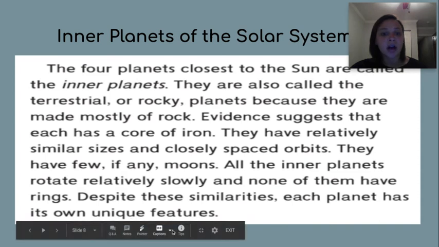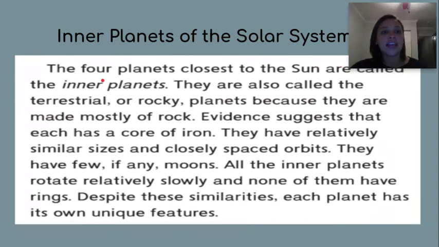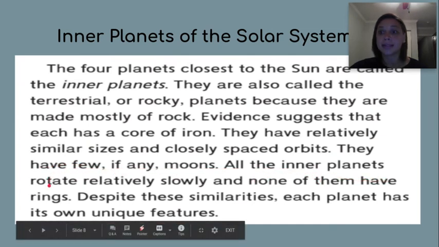All right, so read along with me. The 4 planets closest to the sun are called the inner planets. They are also called the terrestrial or rocky planets because they are mostly made of rock. Evidence suggests that each has a core of iron. They have relatively similar sizes and closely spaced orbits. They have few, if any, moons. All the inner planets rotate relatively slowly, and none of them have rings.